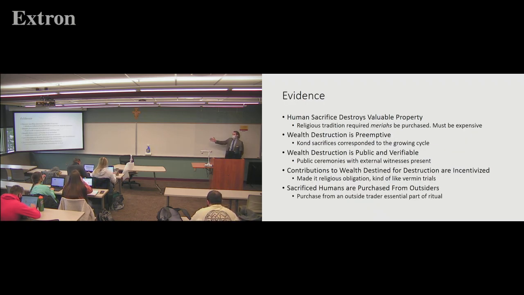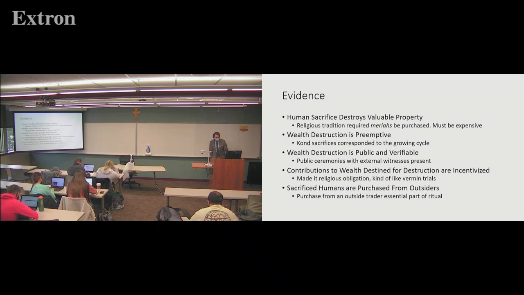So what evidence do we have that the Khan human sacrifice actually meets these rules that we need for human sacrifice to be an effective way to protect yourself from neighbors coming in and attacking you for your property? Well, the first, human sacrifice destroys valuable property. So the religious tradition that existed required that these Marias be purchased. And there was a rule that it had to be expensive.